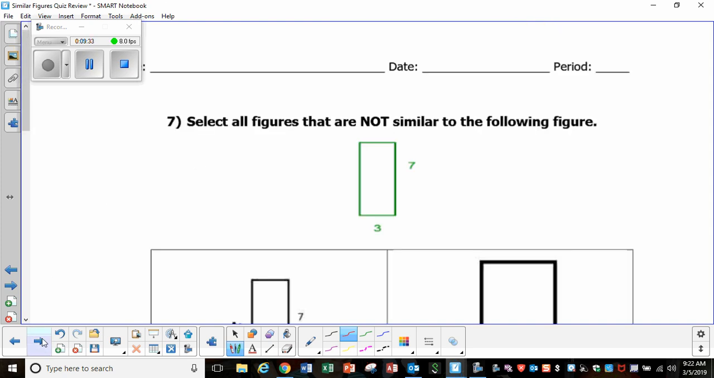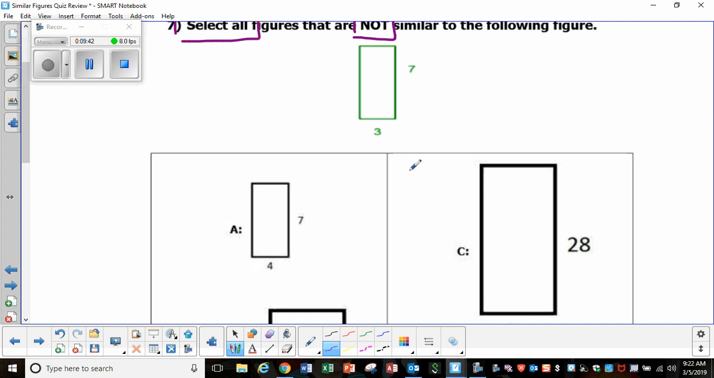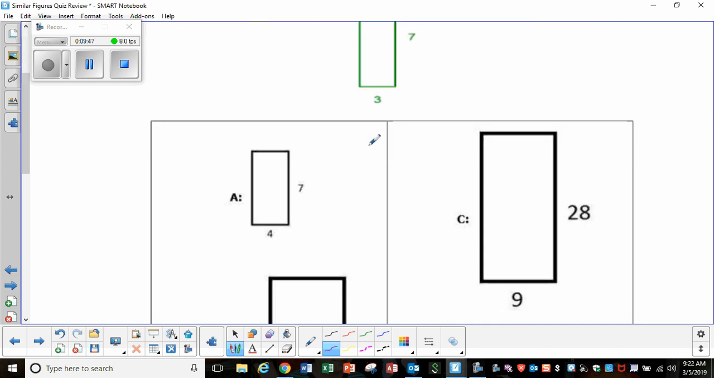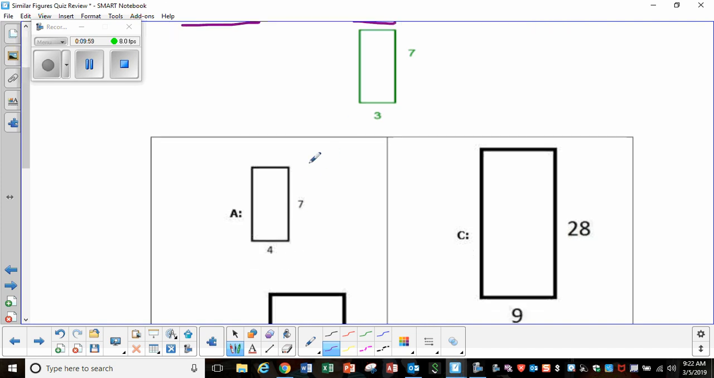Okay, moving on to number 7. This says, select all figures that are not similar to the following figure. So I'm going to figure out which ones are not similar to this rectangle, which is a 7 by 3. Well, if I look at option A, 7, which is the height here, is still 7, and 3, the base, is 4. So I could do this a couple different ways. I could say 7 over 3 in the top figure here is going to correspond with 7/4.